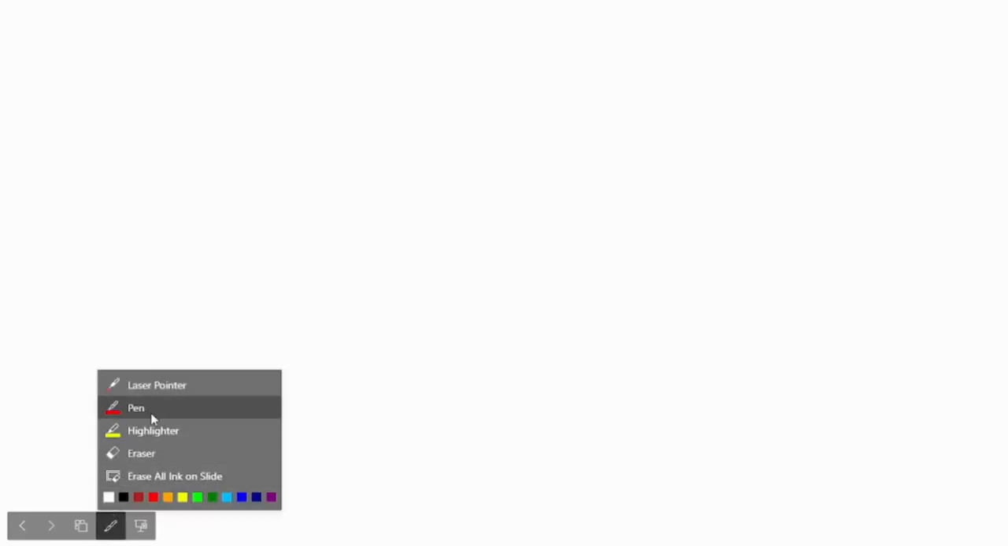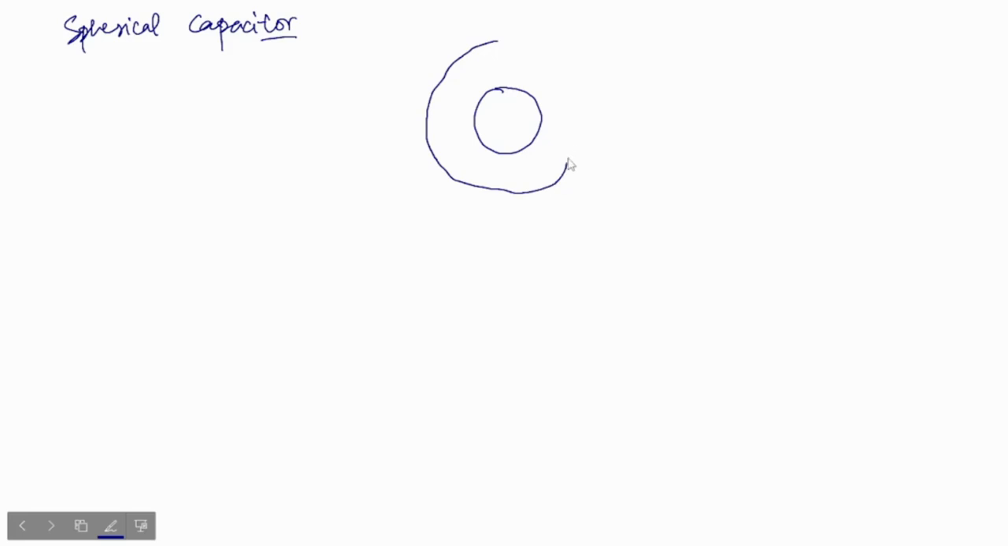Today we will be finding the capacitance of a spherical capacitor. We'll be seeing different cases. Now, let's say this is a spherical capacitor.